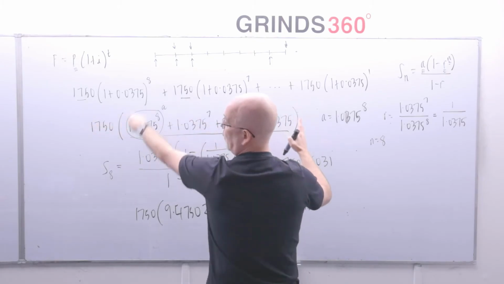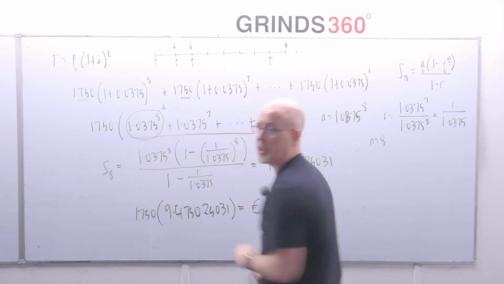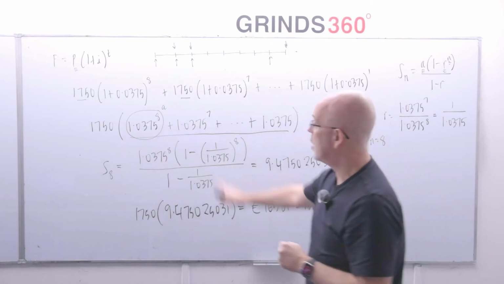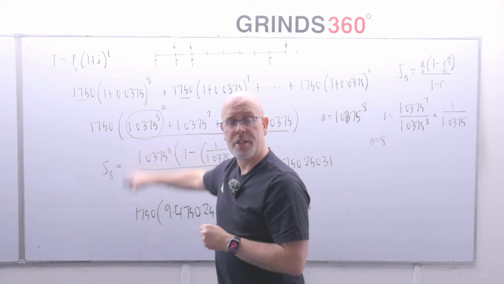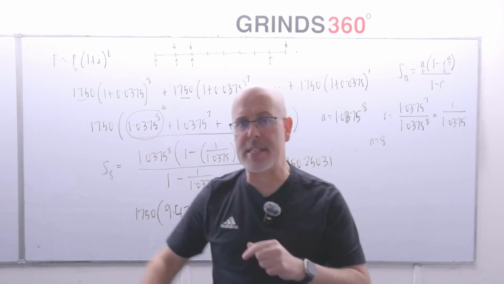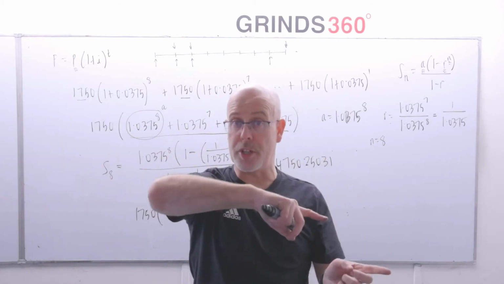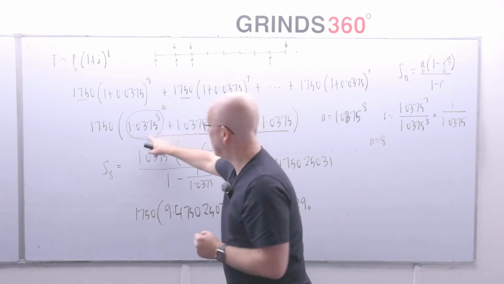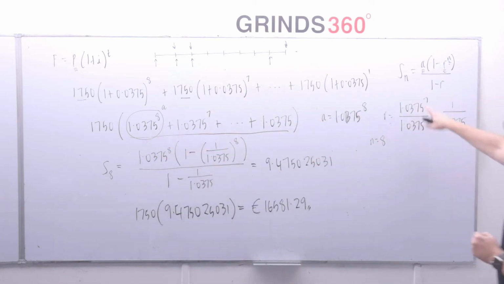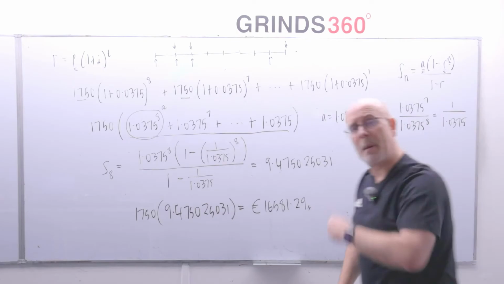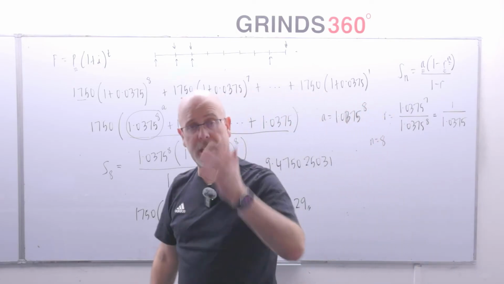Identify A, the first number inside the bracket, the first term in your series. To find r, divide the second one by the first one. To find the value of r for any geometric series, take any number divided by the one before it. So divide this by this, either by hand or by using your calculator to find r, and n is the number of payments, which in this case is 8, every year for 8 years.